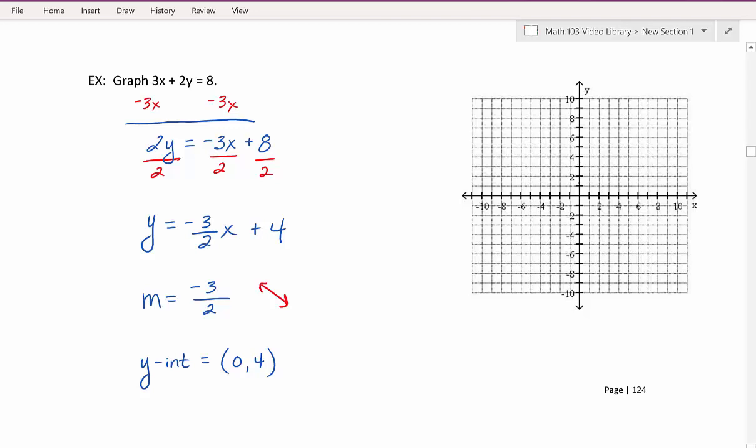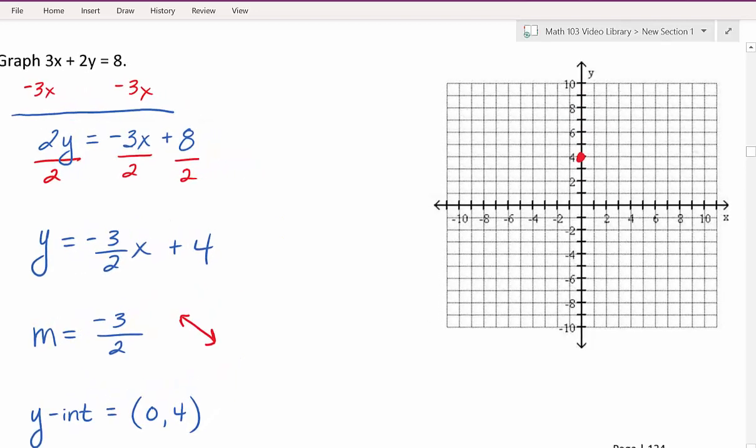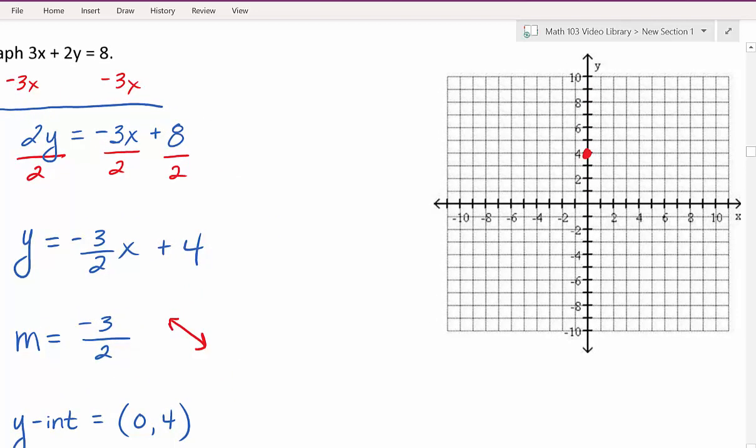We want to plot our y-intercept. Here it is, (0, 4). And then from here, we apply our slope of negative 3/2. The change in y is in the numerator, and the change in x is in the denominator. So I need to change my y value negative 3. So I'm going to go 3 in the negative y direction, which is down, and then 2 in the positive x direction, which is to the right, and that gives me my next point at (2, 1).